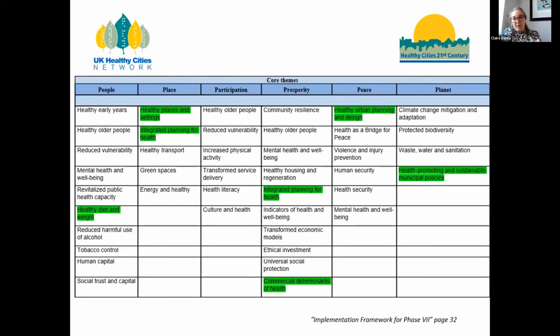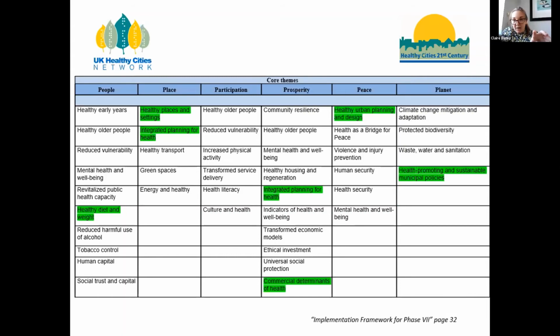So within that, we have a framework that cities work towards to help inform their policy and strategy underneath the 6 Ps. I've just put that on the slide, which I hope is useful. And I've coloured in green the ones where the food environment fits. So as you can see, we've got healthy diet and weight within people. Within place, we've got healthy places and settings, integrated planning for health, which then fits in another one of the Ps as well: commercial determinants of health, healthy urban planning and design, and health promoting municipal policies.